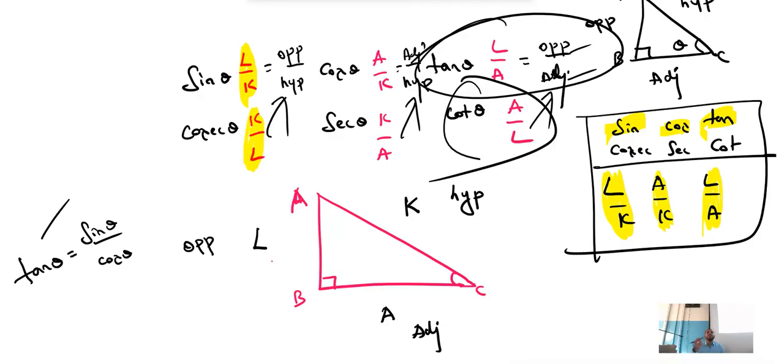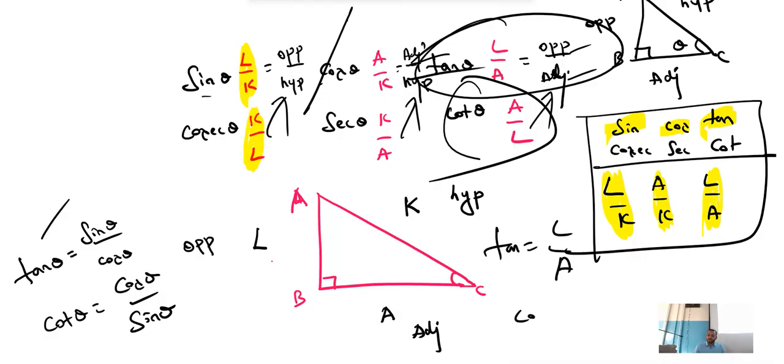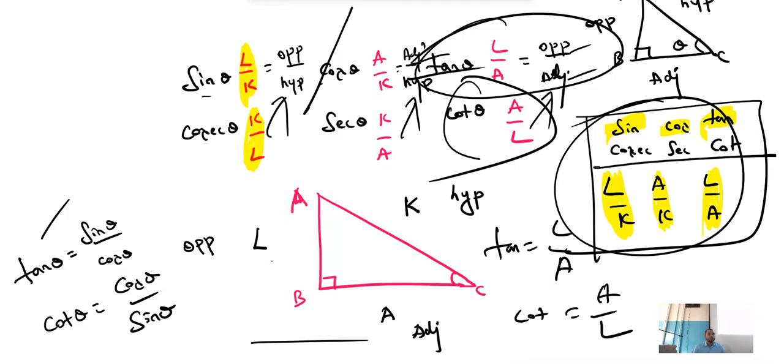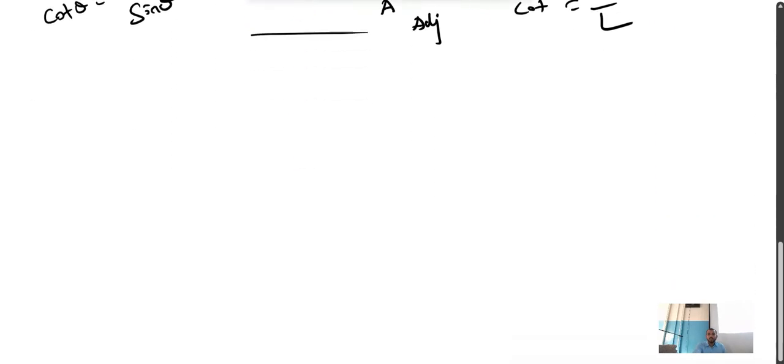Similarly, if tan theta is sin theta by cos theta, then cot theta is cos theta by sin theta. As we know that tan is L by A, then cot is A by L. Similarly, if tan is sin by cos, then cot is cos by sin. Don't forget this step, and also these ratios. Clear? Good. Next, in solving the problems related to identities, we are going to use one more topic.